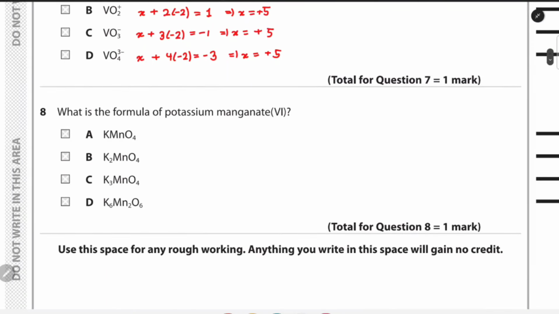Now we have to find the formula of potassium manganate(VI).